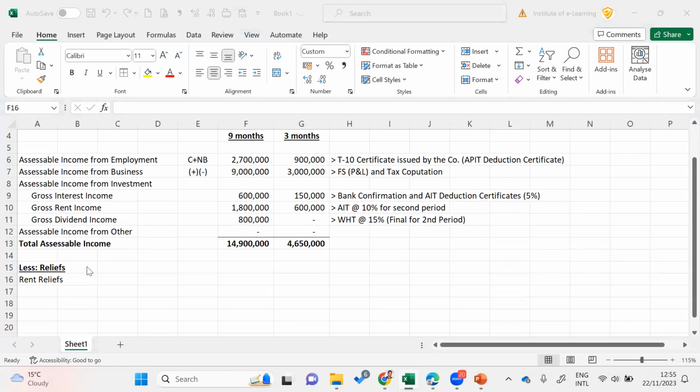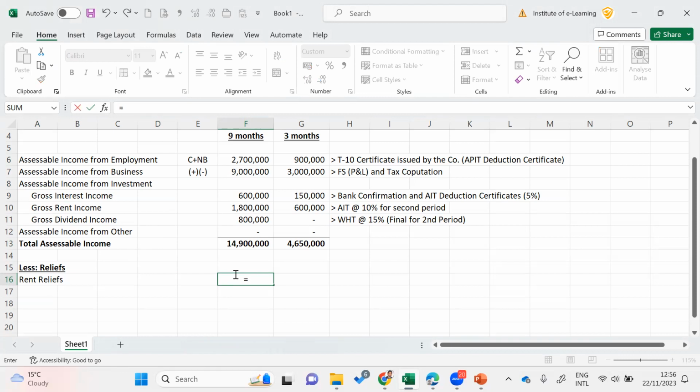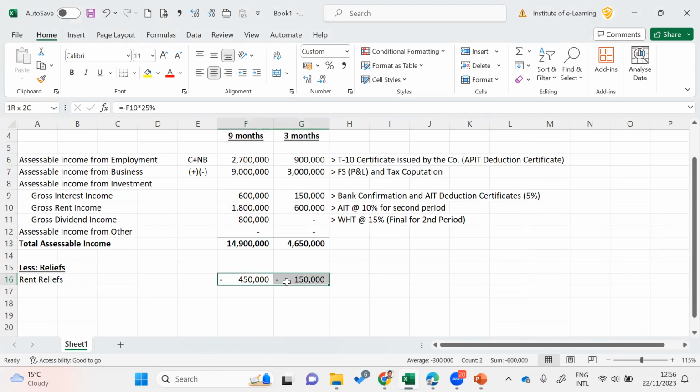Right, sorry for that. We'll start with rent relief. Rent relief is applicable for both periods. If you have rent income, you can deduct 25% of it for repair and maintenance, as a deduction under rent relief. Then the next relief is expenditure relief.